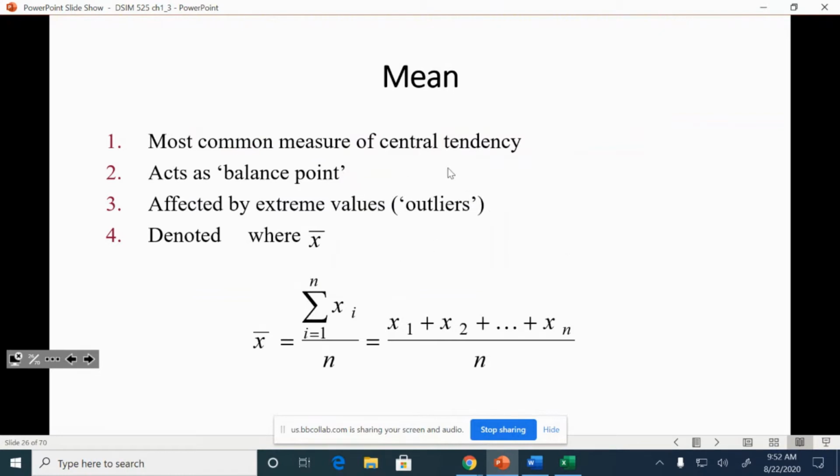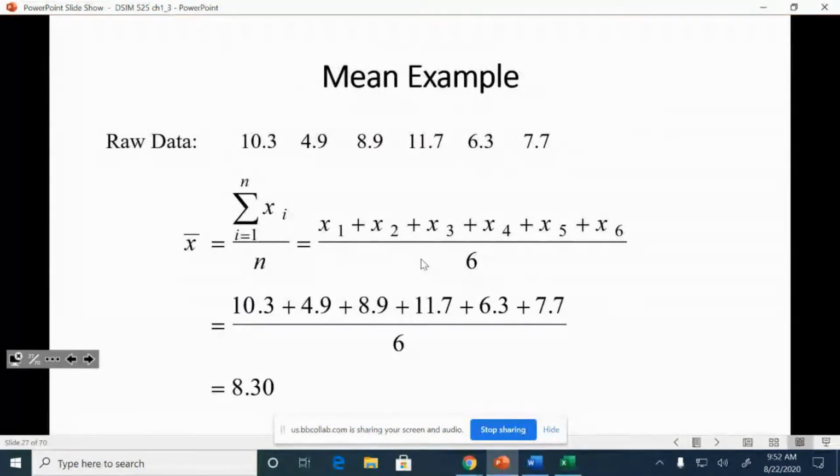So it's the most common measure of central tendency, probably the average, the mean, the one you hear the most about. Kind of acts as a balance point or the middle of that data, right? It can be affected by extreme values called outliers, and then to calculate it out, has everybody seen this sign before? Summation. So it just means that we're going to sum each of the values from our sample and then divide by the number in that sample. So that's just an example. We take these 6 values, we sum them together and divide by 6, so our average or mean is 8.3.